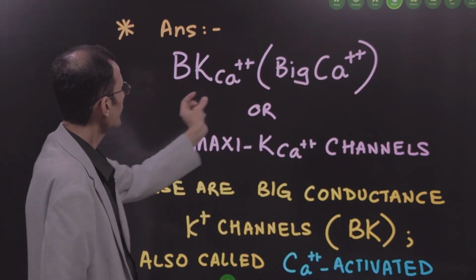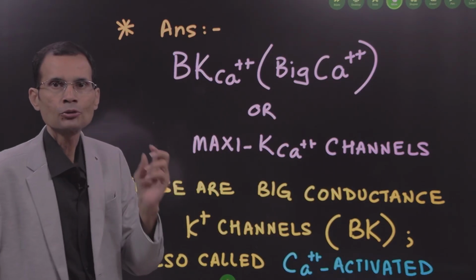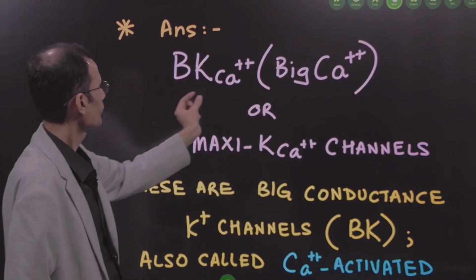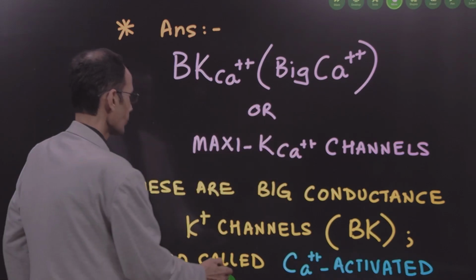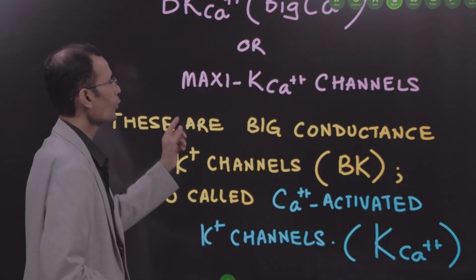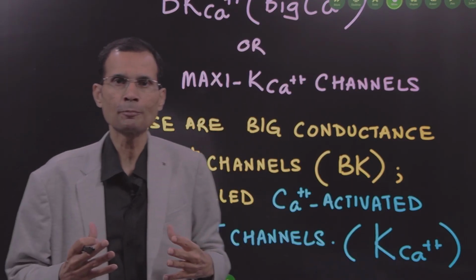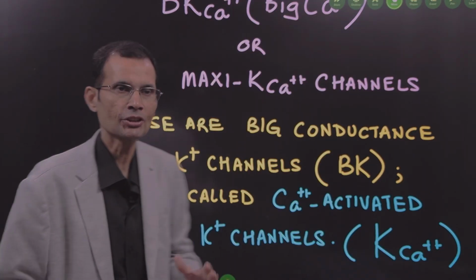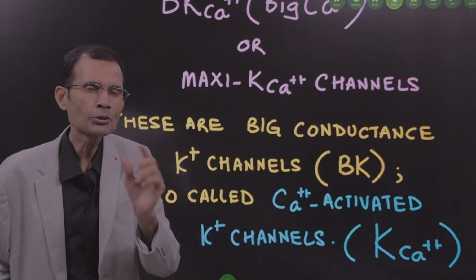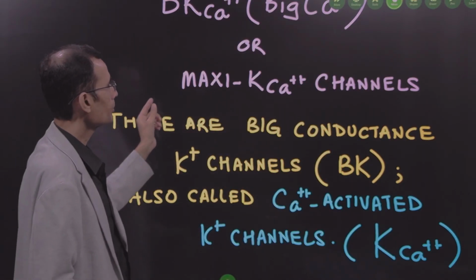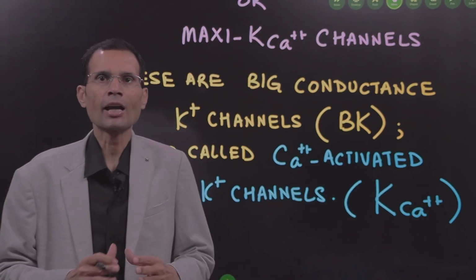And you can see here the subscript written in small is the calcium. So big potassium, which is potassium channel activated by the calcium. So it's written like this, or the same channel is also called the maxi K channel, that is maximum current of potassium, maximum efflux of potassium. Therefore maxi K, again subscript is calcium, so something to do with calcium here, but the channel is of potassium. These are big conductance potassium channels.